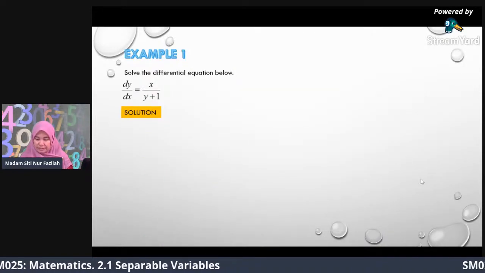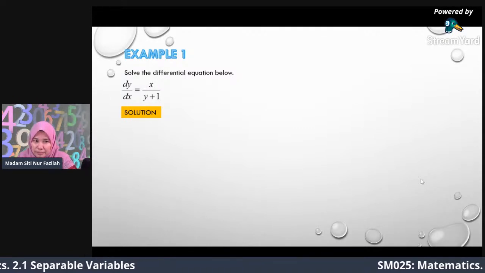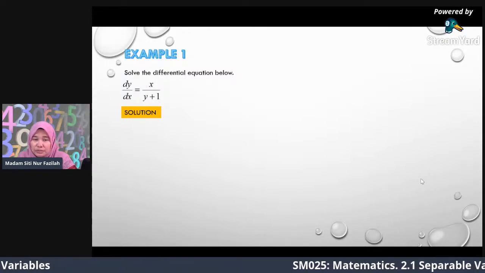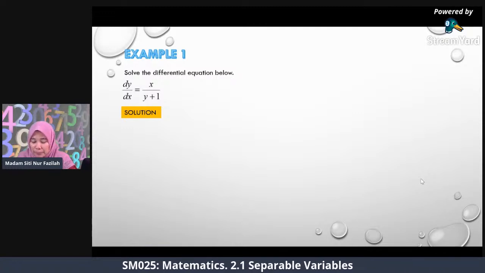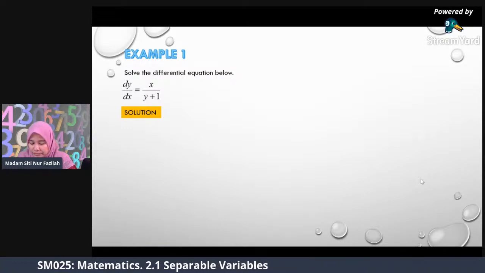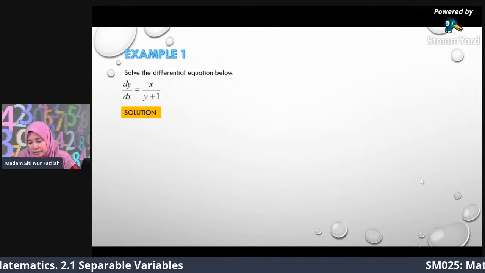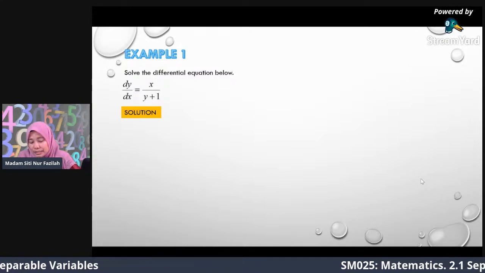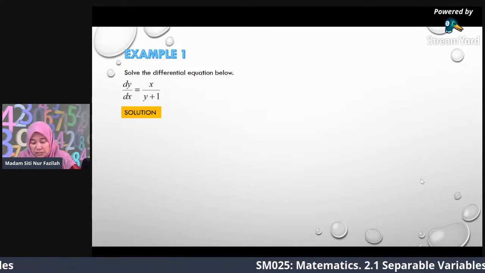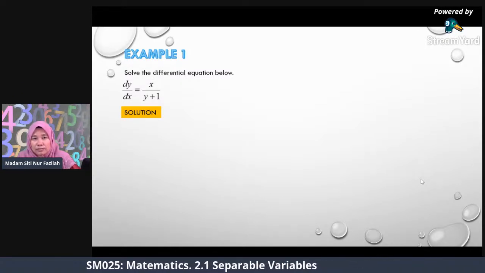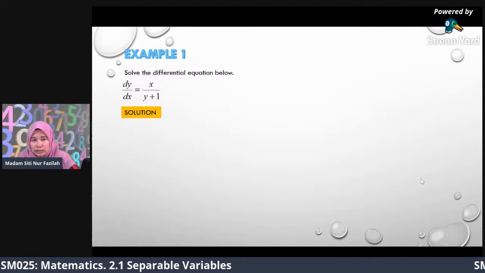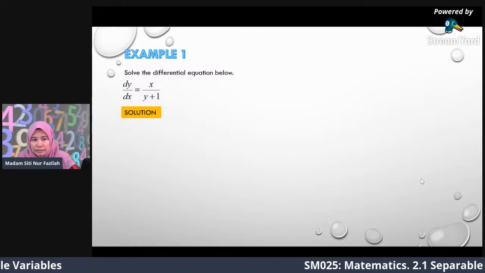To better understand the separable variable method, we do some examples here. Example 1. The question is: solve the differential equation below. dy over dx equal to x over y plus 1.